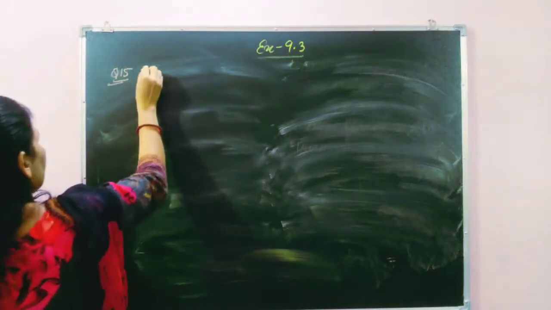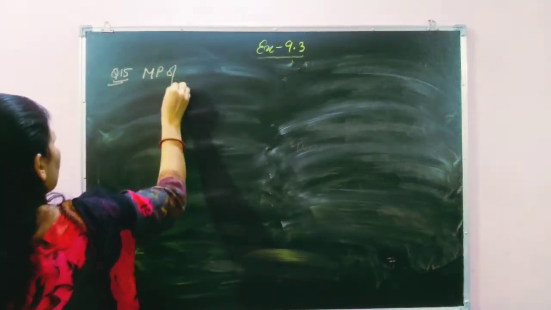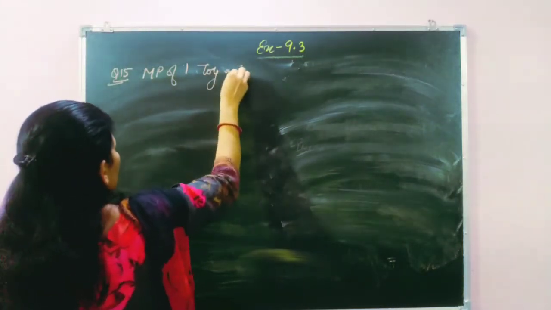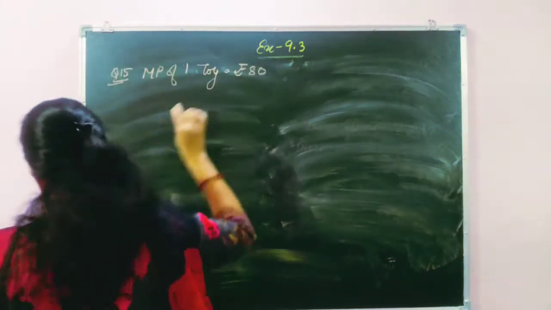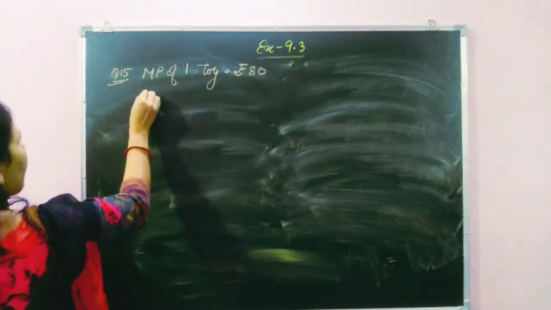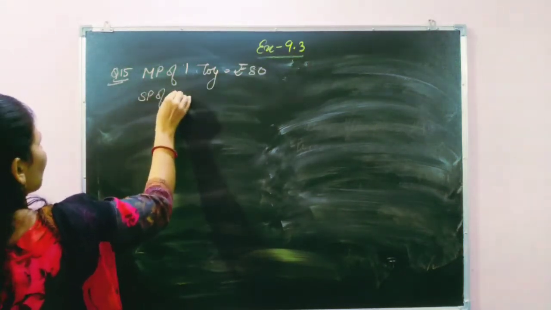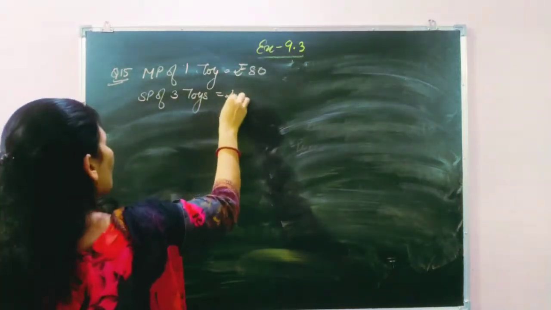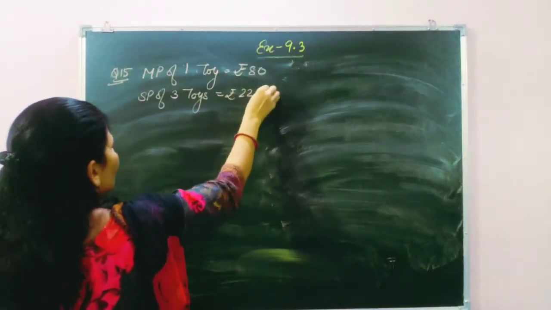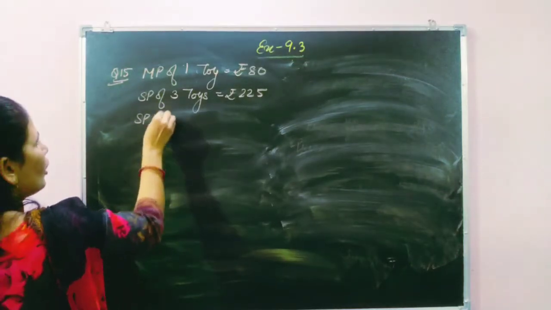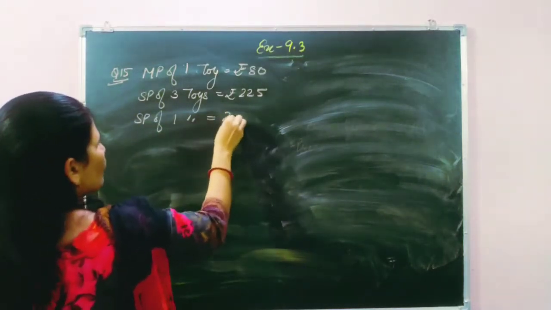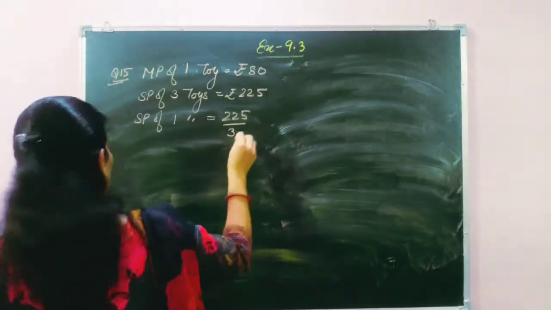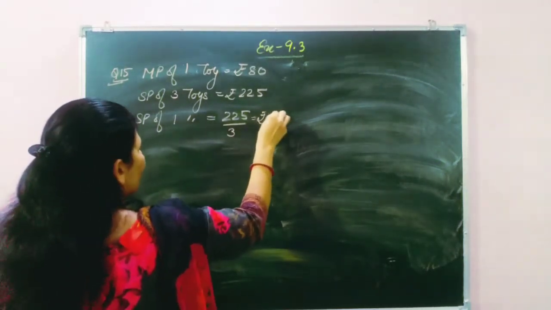They have given the MP of one toy, the mark price of one toy, that is rupees 80. Then they have given the SP of 3 toys, which is rupees 225. So can we find out the SP of one toy? Rupees 225 divided by 3. The SP of one toy is rupees 75.